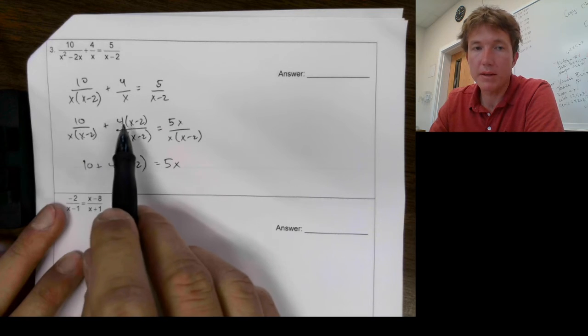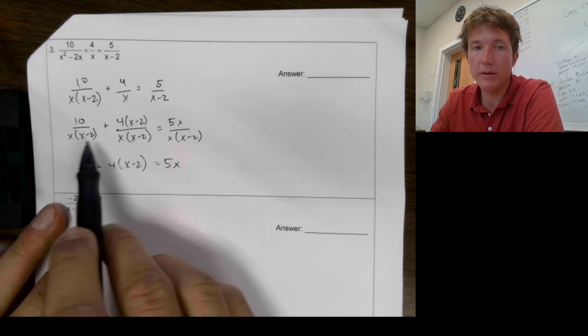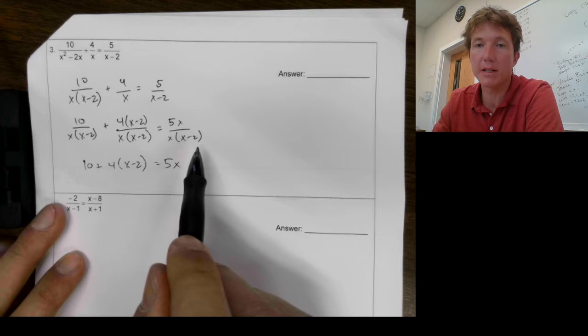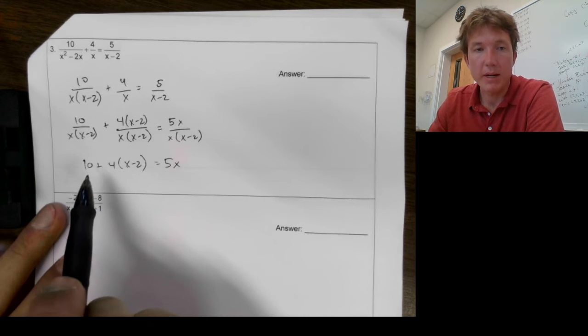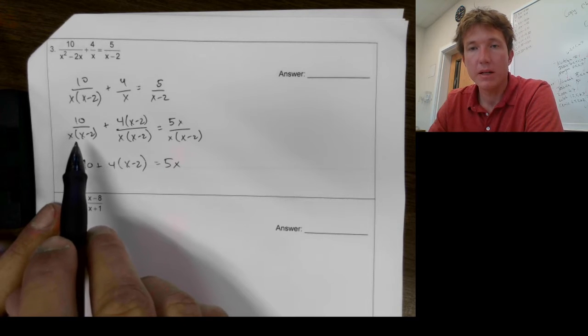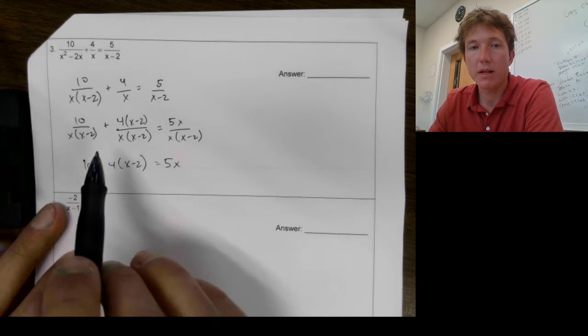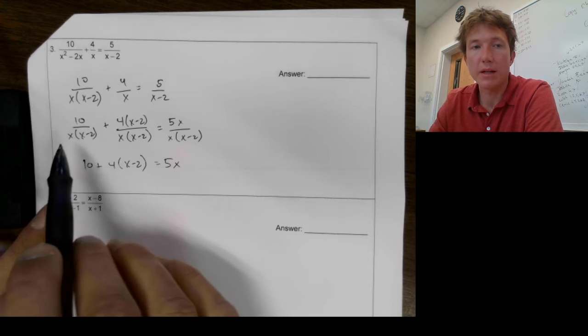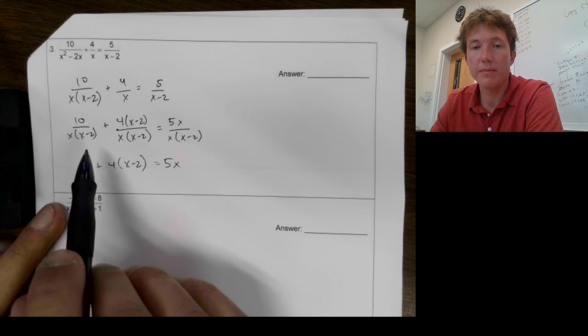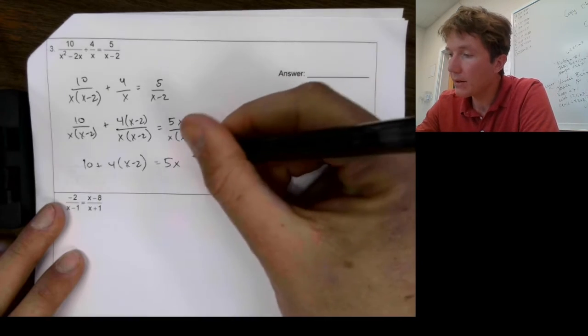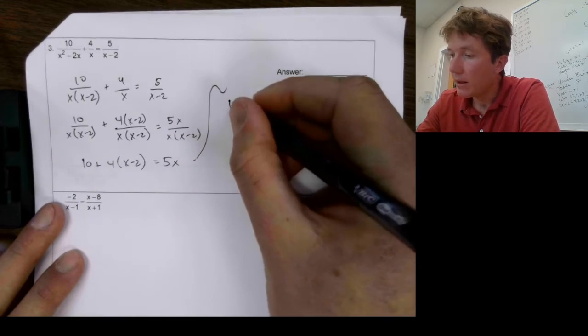This would be 10 plus 4 times x minus 2 all over x times x minus 2 equals 5x over x times x minus 2. I just simply didn't write that, but the most important thing here is to see that I have the same base on the bottom, therefore they can just go away. It's like I'm multiplying the entire thing by x times x minus 2, and those terms all cancel out. Okay, so let's go ahead and distribute.